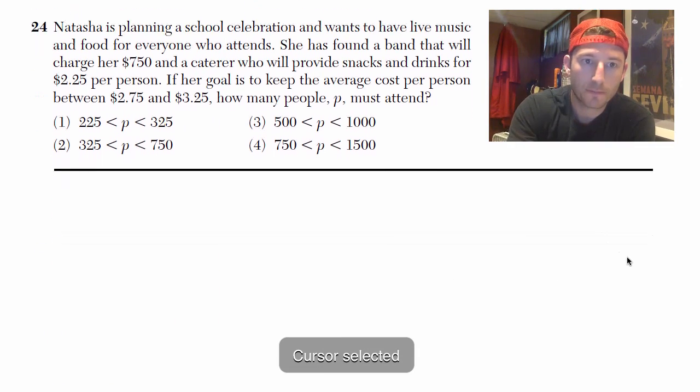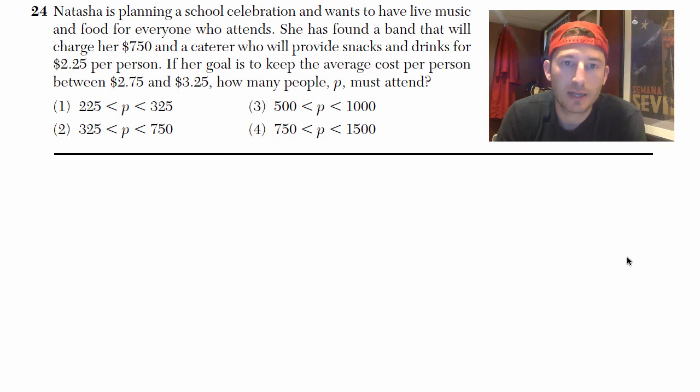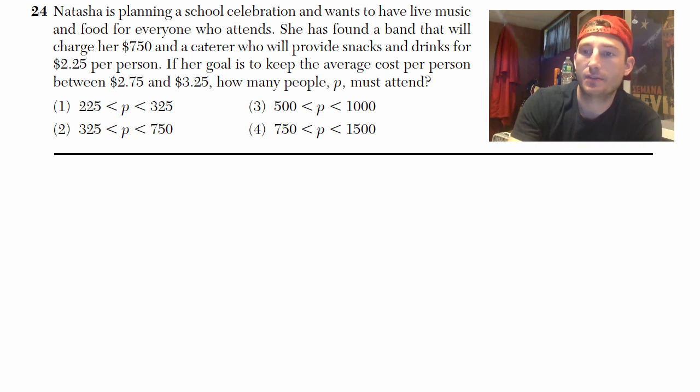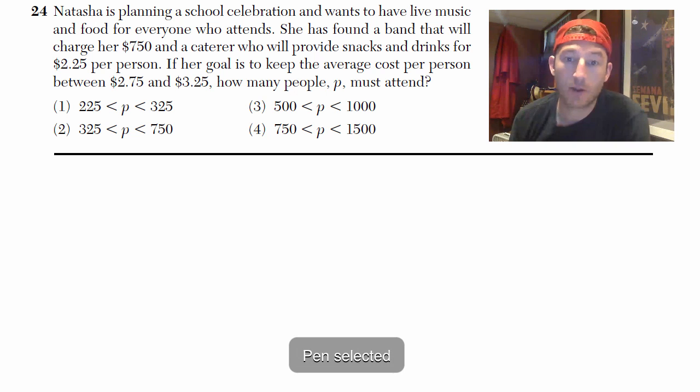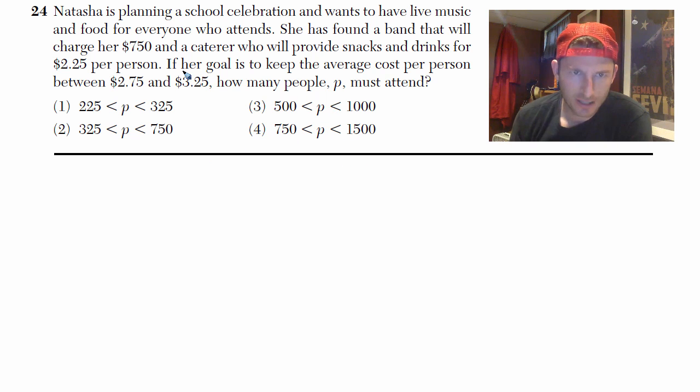Finally, 24. Natasha is planning a school celebration and wants to have live music and food for everyone who attends. She has found a band that will charge her $750 and a caterer who will provide snacks and drinks for $225 per person. If her goal is to keep the average cost per person between $275 and $325, how many people must attend? Well, this is another case for me where I use the answer choices to help.